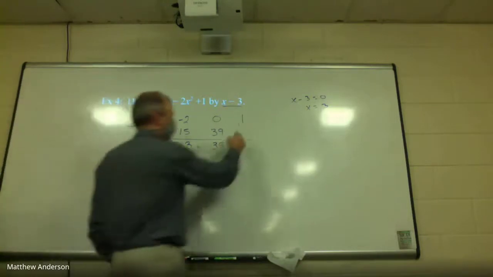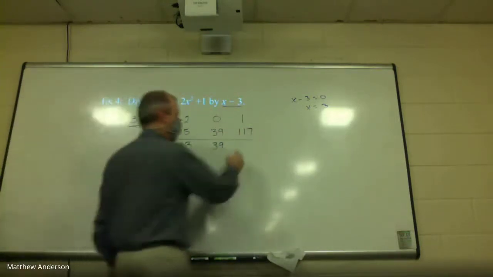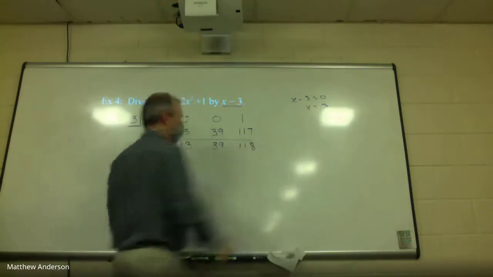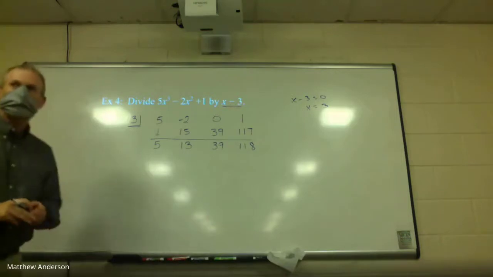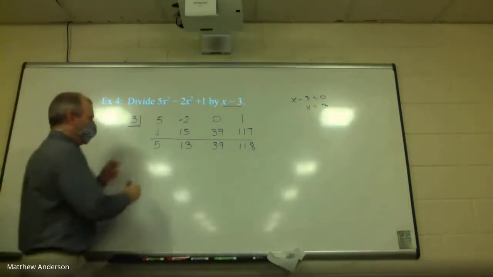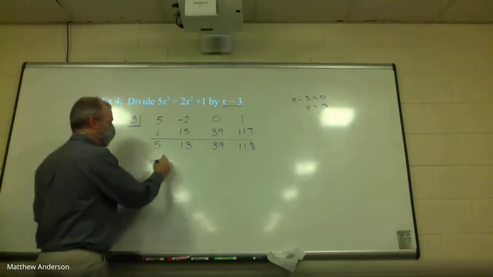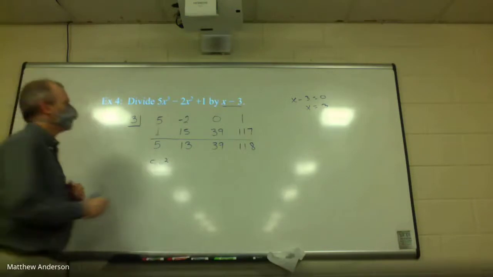117. And then we add 1 and we get 118. Okay, so who can tell me from these numbers what our answer should be? 5x squared. 5x squared. Pause for a second. Why x squared? Because you have to drop the x.